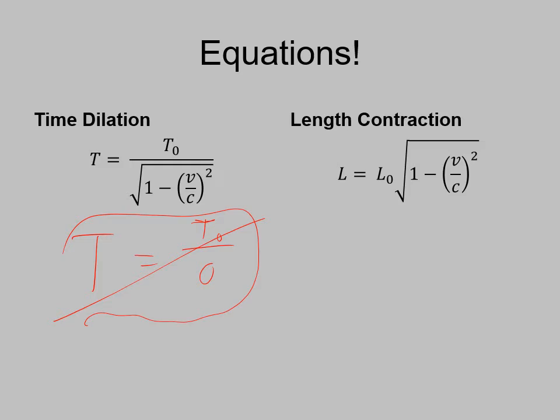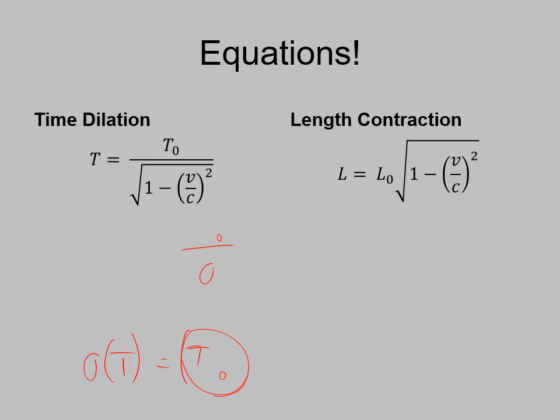Well, if I cross multiply, then 0 times T equals T naught. That means that no matter how long time passes in the universe, 0 times that is 0. So that means that no time at all has passed for something that's moving. Likewise, over here, L naught times 0 is 0, so that means there's no distance. You shrink down to nothing. So if you're moving close to the speed of light, you shrink to nothing in size, and time stops for you. You don't measure any passage of time whatsoever.